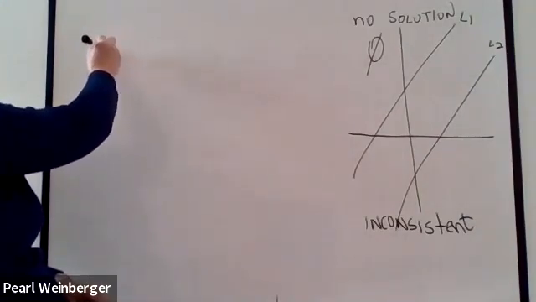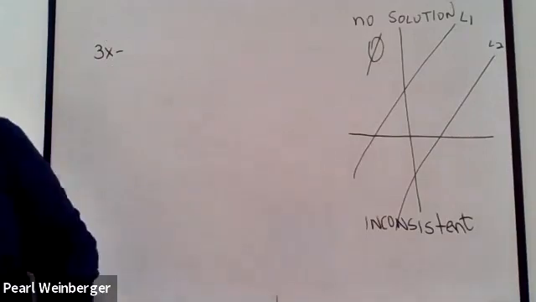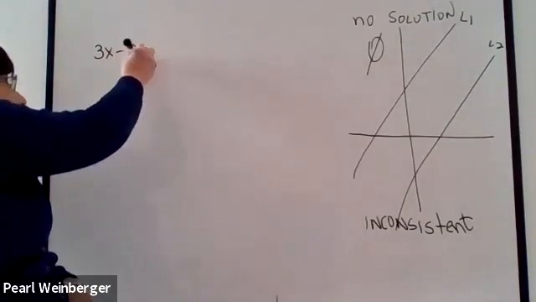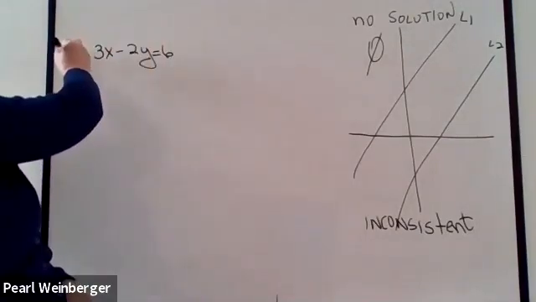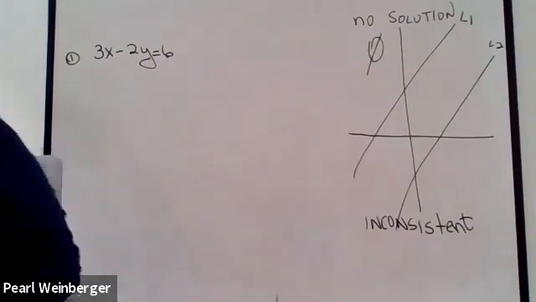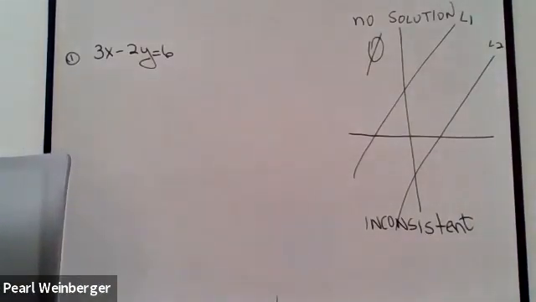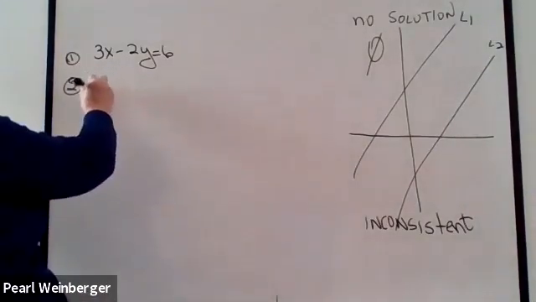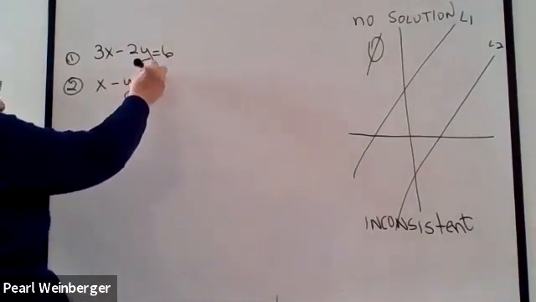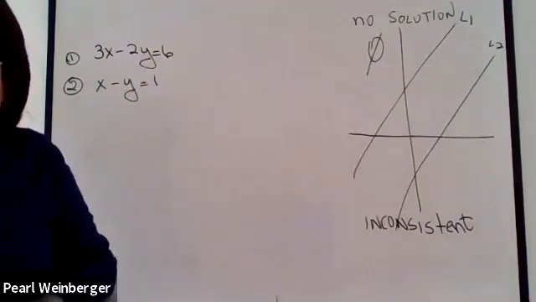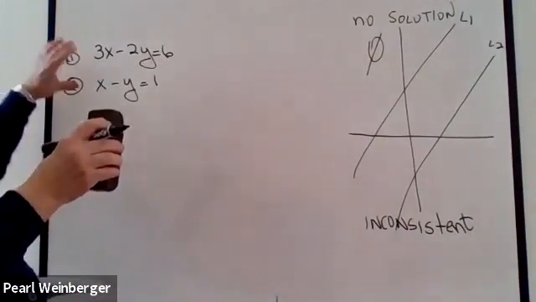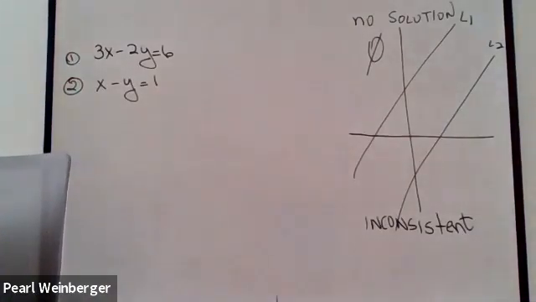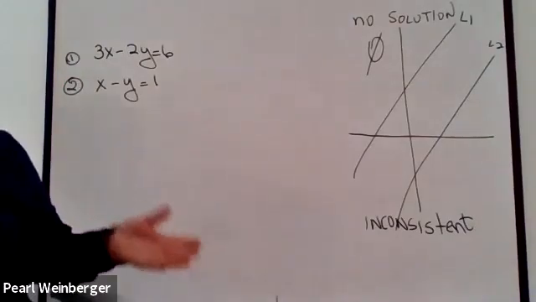My first equation is 3x minus 2y equals 6. That's equation number 1 in the system. And my second equation is x minus y equals 1. My second equation in this system. To solve this system of equations, because that's what it is, solve the system of equations. So what do we have to do?